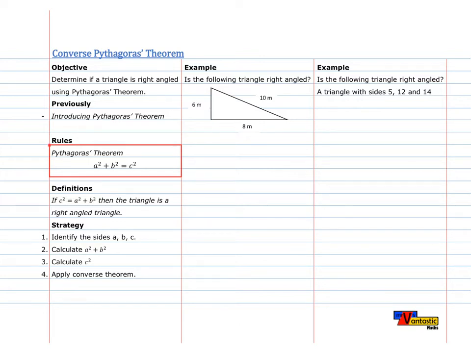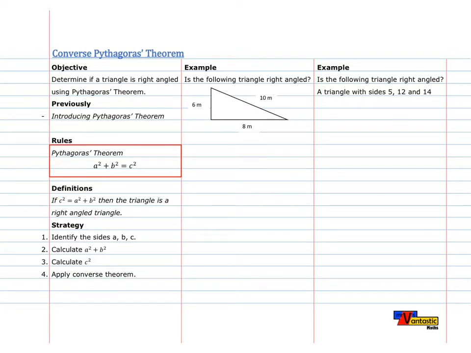So here is Pythagoras' theorem as we know it, which of course says that a squared plus b squared is equal to c squared, or the sum of the squares of the two side lengths of the triangle is equal to the square of the hypotenuse. Now the important point here is that Pythagoras' theorem really only works if the triangle has a right angle. So we can use the reverse of Pythagoras' theorem, or the converse.